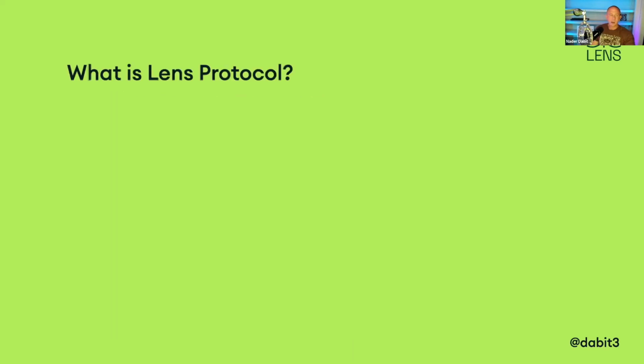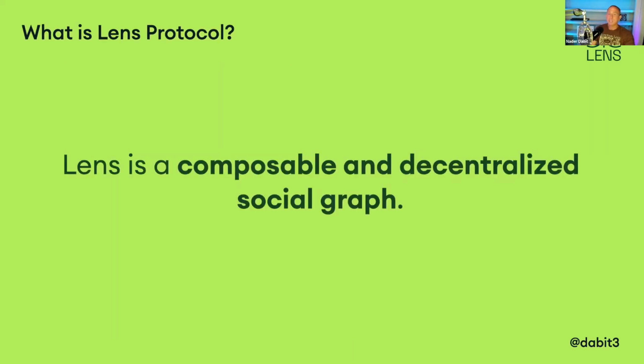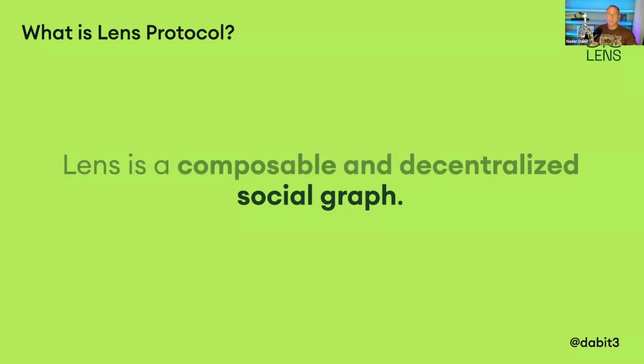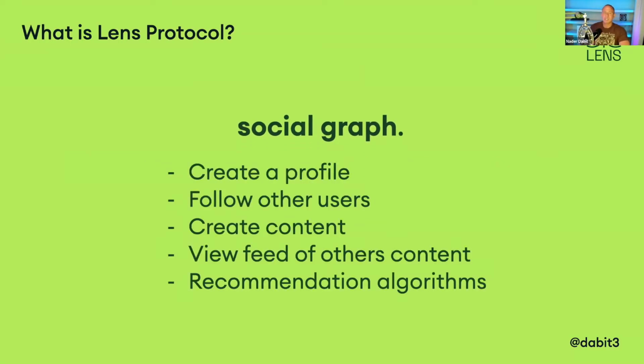So what is Lens protocol? It's a composable and decentralized social graph. When we think of a social graph, it's essentially the type of application that enables these features that a large majority of internet traffic is actually being used on, where you create some type of profile, you're able to view and follow other people within that application. You're able to publish content, and then other people can view a feed of content with your stuff in there, and you can view feeds of content with the people that you're following as well.